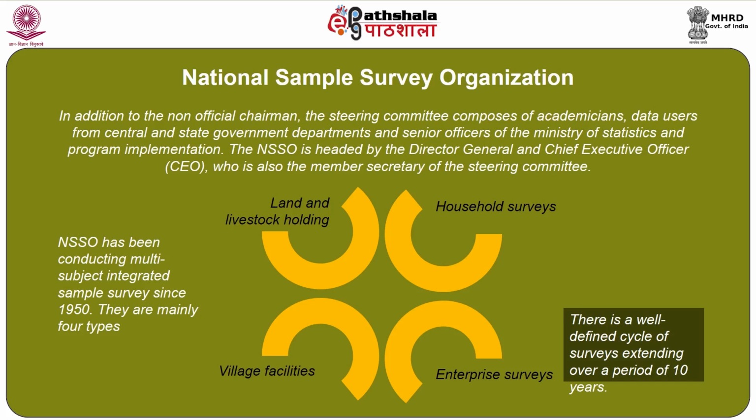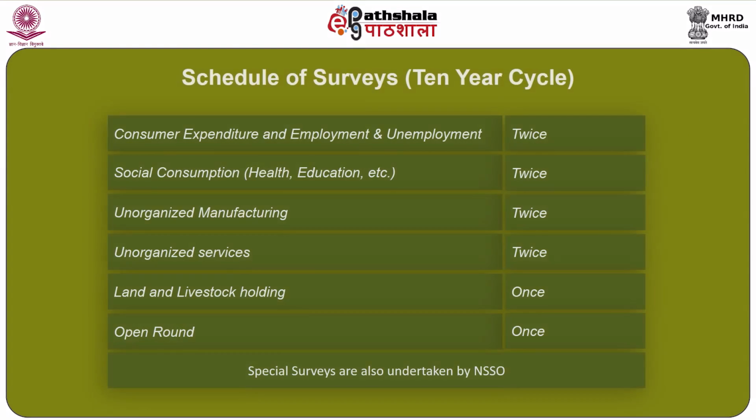There are mainly four types, namely household surveys, enterprise surveys, village facilities, and land and livestock holding. There is a well-defined cycle of surveys extending over a period of 10 years. Schedule of surveys for every 10-year cycle: consumer expenditure and employment and unemployment twice, social consumption like health, education, etc. twice, unorganized manufacturing twice, unorganized services twice, land and livestock holding once, open round once. Special surveys are also undertaken by the National Sample Survey Organization.